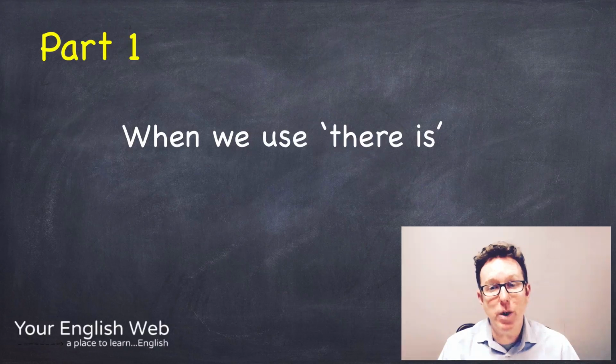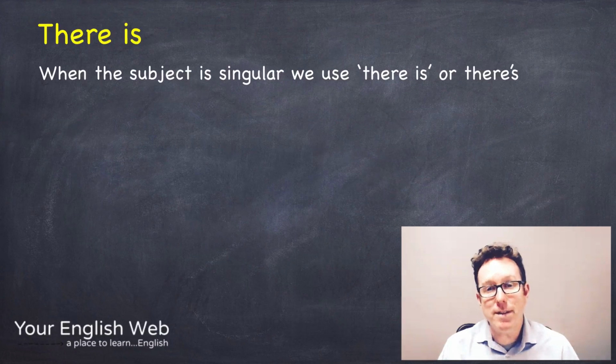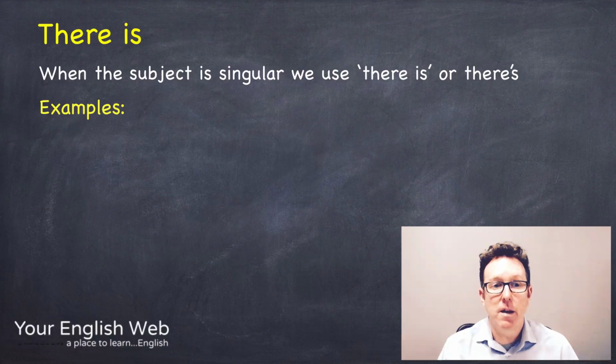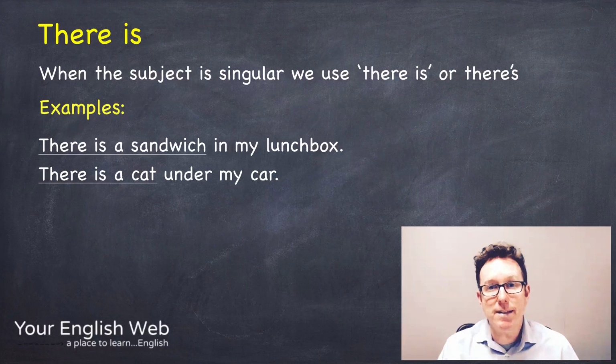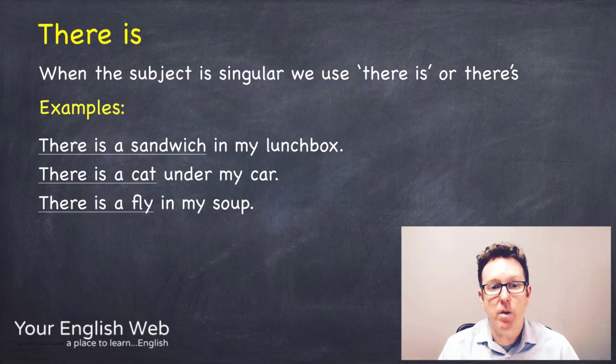Let's go to part one. Part one is when we use there is. When the subject is singular, we use there is or the abbreviation there's. Some examples are, there is a sandwich in my lunchbox. There is a cat under my car. There is a fly in my soup. Singular subject, a sandwich, a cat, a fly. Verb, there is.